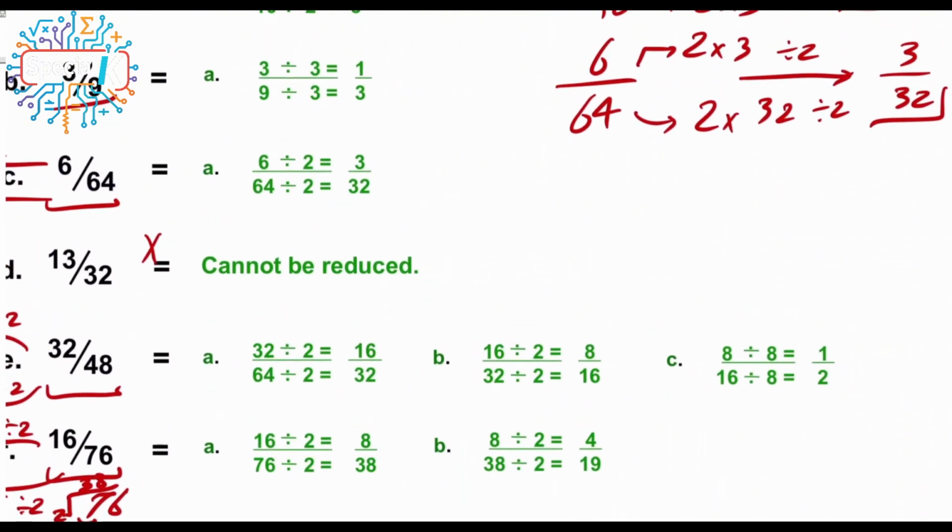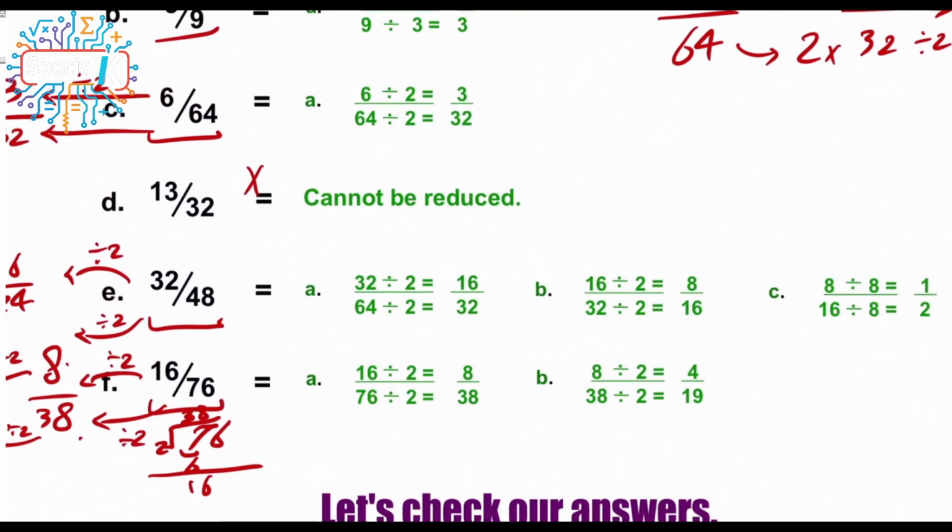32 over 48. Oh, this is a little bit challenging. Why is 32 over 48 a little bit challenging? Because think about the smallest number that these two numbers can be divided by without any remainder. Obviously, it's 2, right? Just a quick hint. Whenever you see a number that has an even number on the units, I mean on the right part, 2, 4, 6, 8, you obviously, 100%, can divide that number by 2. 32, 48, 16, 76, 32, 64. Doesn't matter. You can divide them by 2.